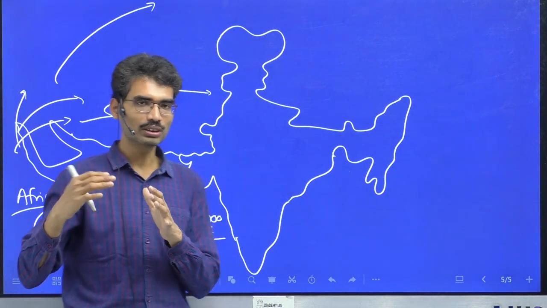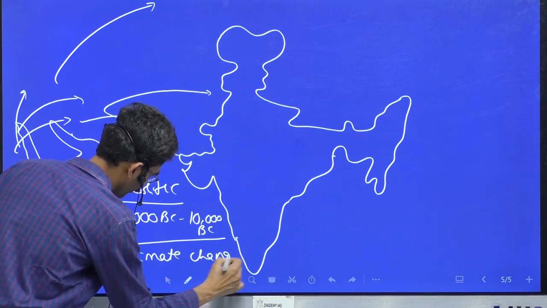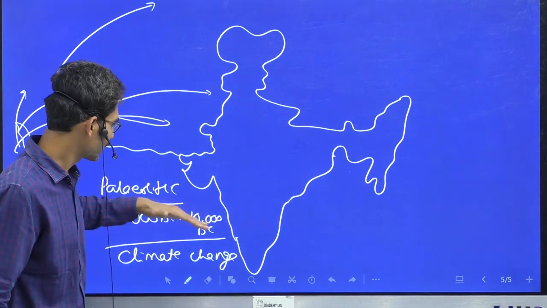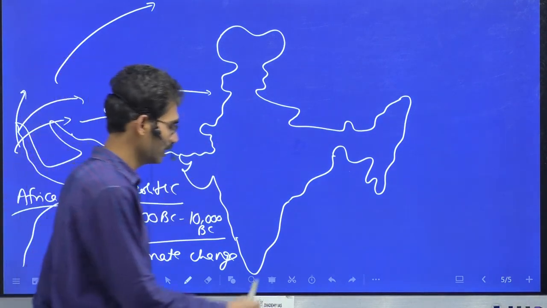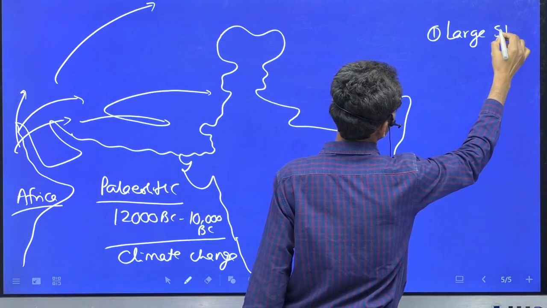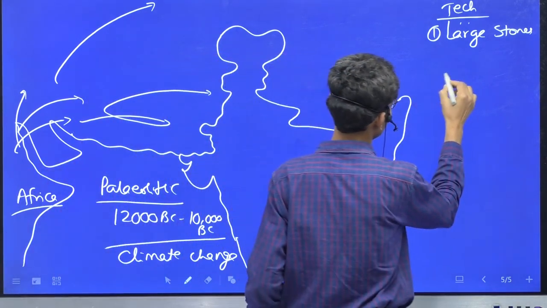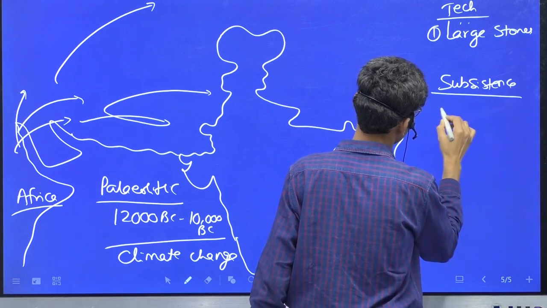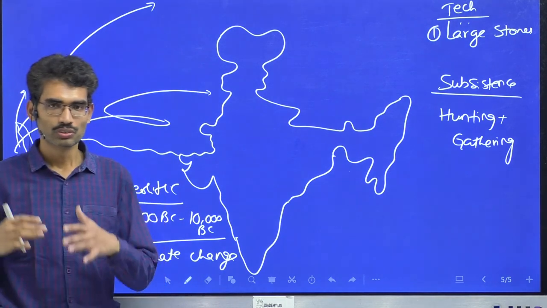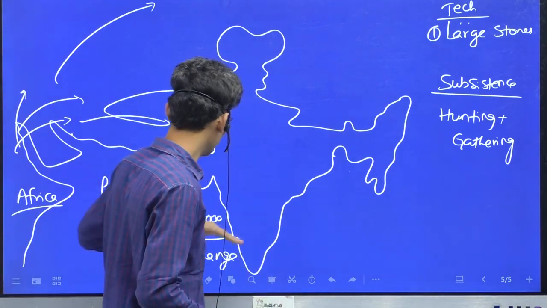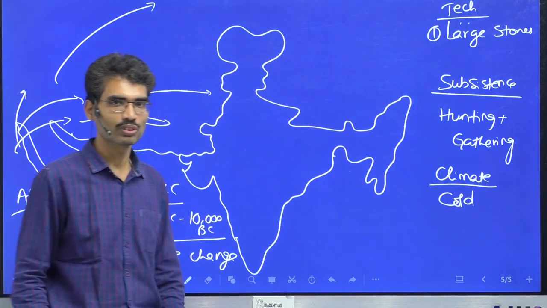Between 12,000 and 10,000 BC, there was a change in the climate also. Climate change. So the people who were living before 10,000 BC, we regard them as Paleolithic, Old Stone Age. For these people, large stones. They used large stones for hunting and gathering. Hunting plus gathering. So their main purpose was just to live. And moreover, before 10,000 BC, the climate was very cold. That age was also called Pleistocene.